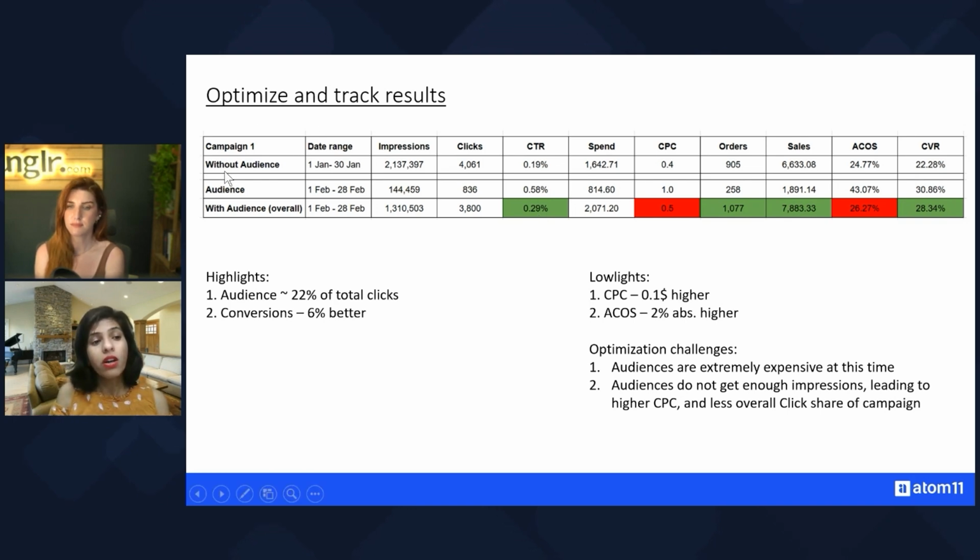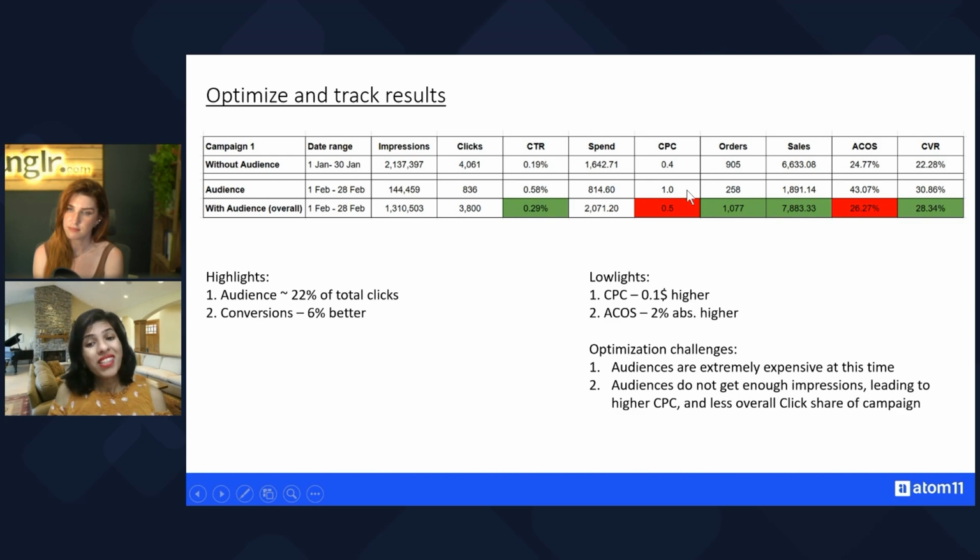So if you look at here, when we ran the same campaign without the audience, the conversion was 22.8%. The audience itself had a conversion of 30%, and then overall the campaign had a conversion of 28%. So the conversion increased, and this usually happens in most campaigns that we run. Now, one of the good things for this specific audience was that we also did not have a very high difference in ACOS. For the increase in conversion, you basically had a 2% increase in ACOS, which is fine.